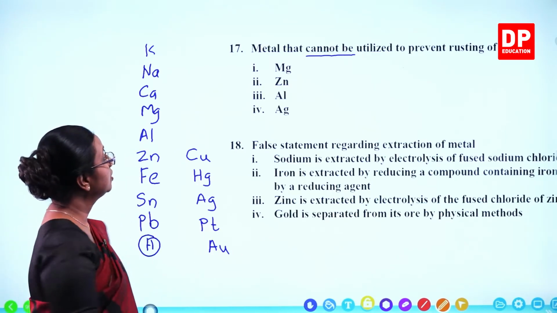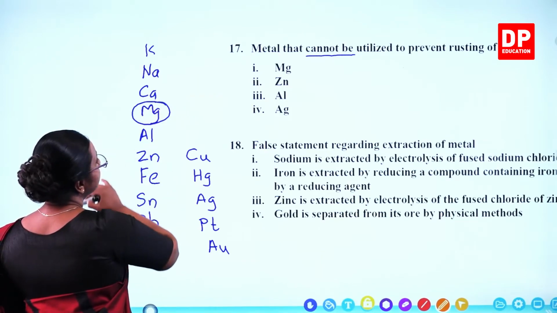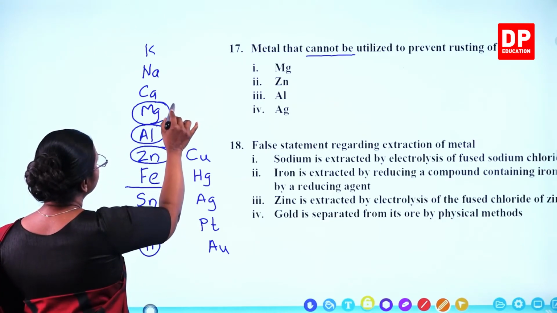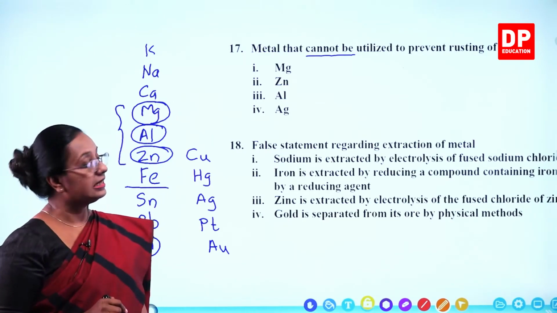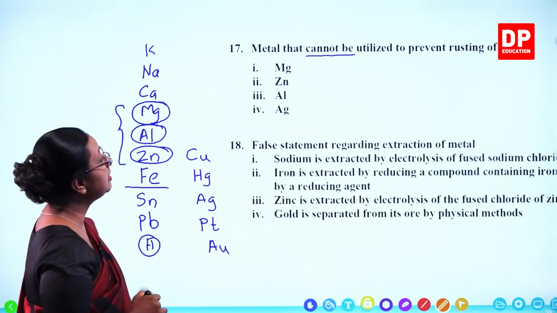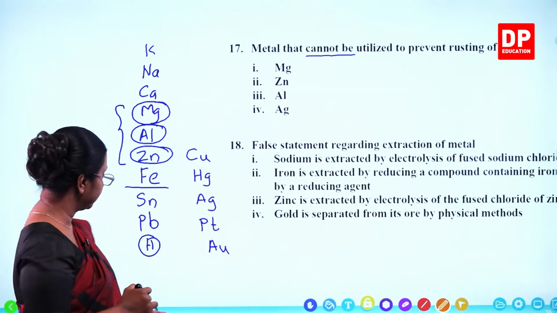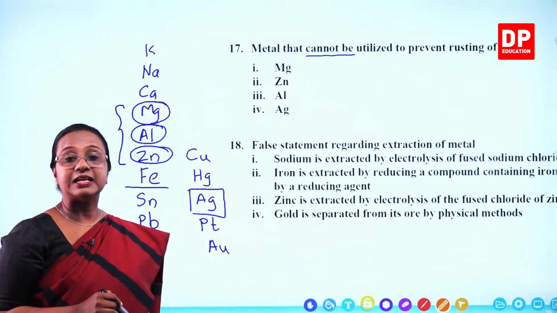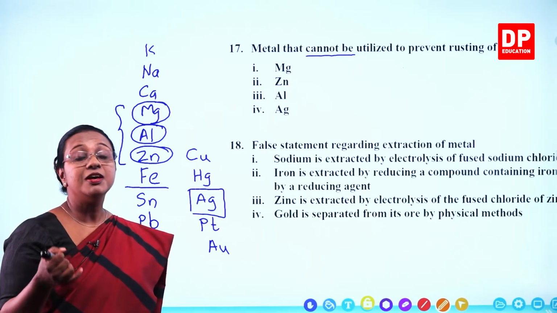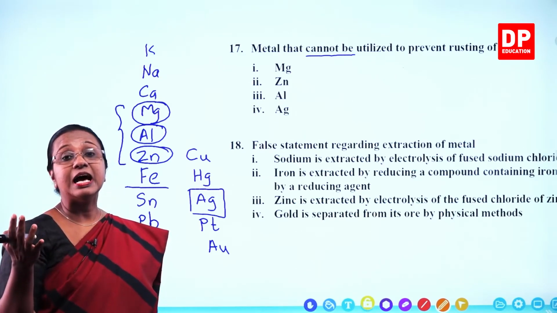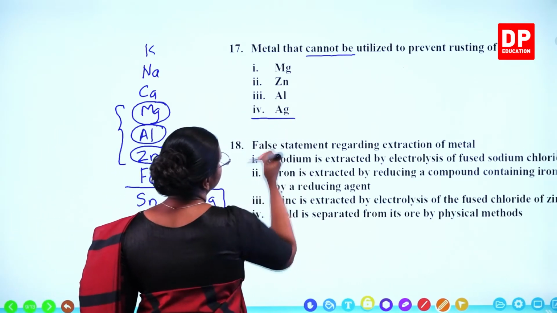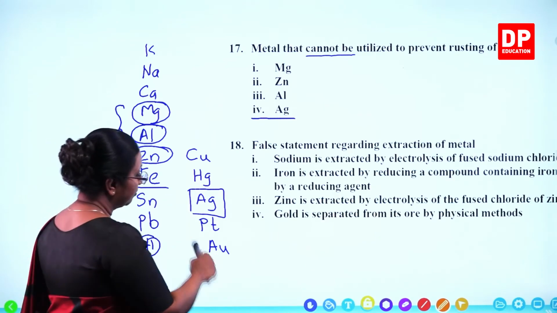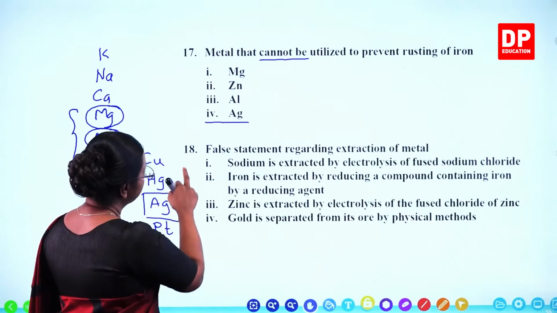Again the activity series. So you can see here magnesium, then we have zinc, we have iron, then we have aluminium here. All these are above iron in the activity series. So they can be used to protect iron from rusting. But if you take silver, that is below iron in the activity series. So that is less reactive. It cannot be used to protect iron from rusting. So the answer is silver. Is that clear, students? So then we will look at the next question, question number 18.